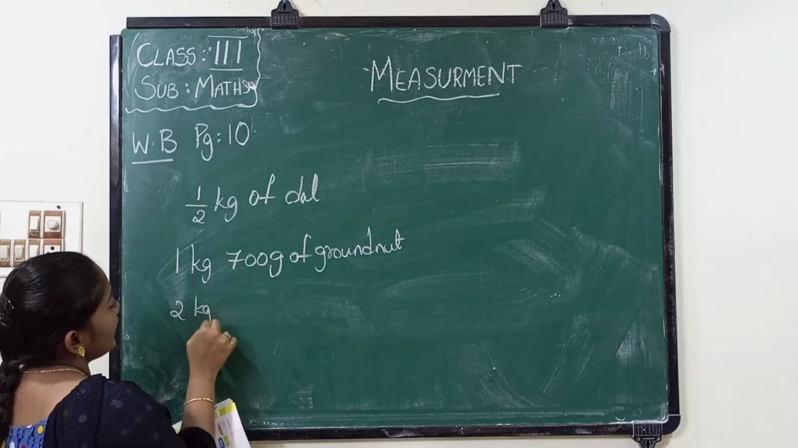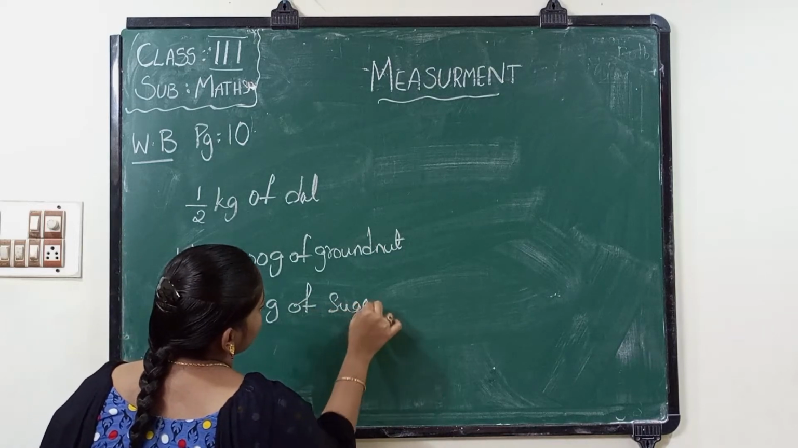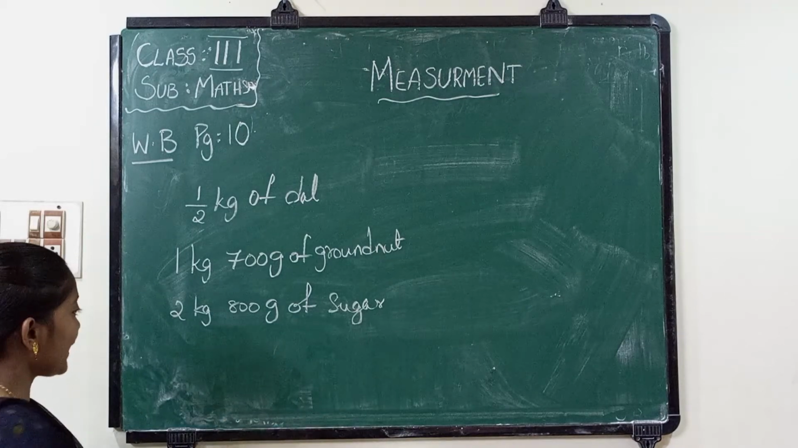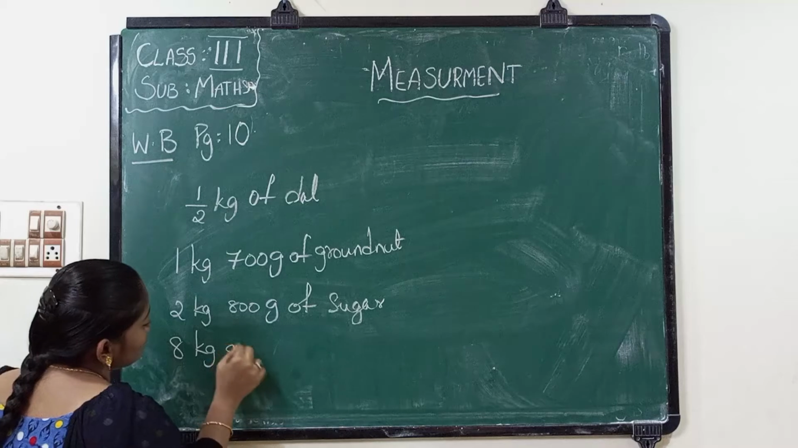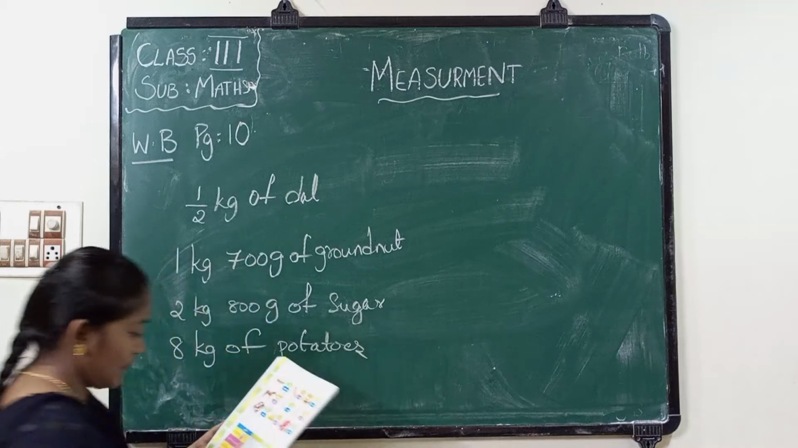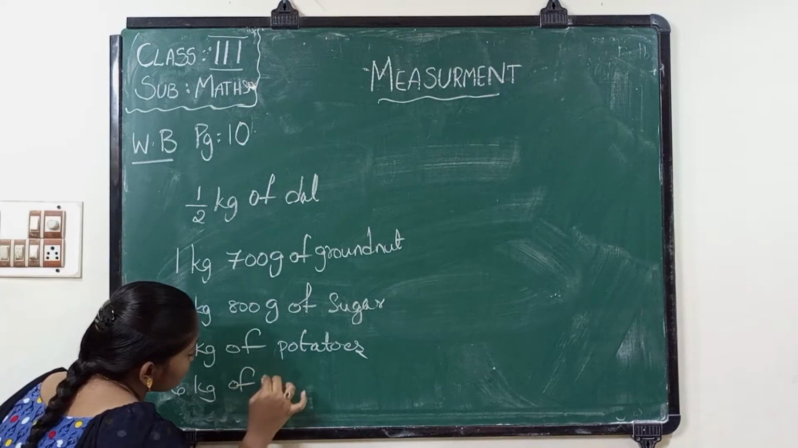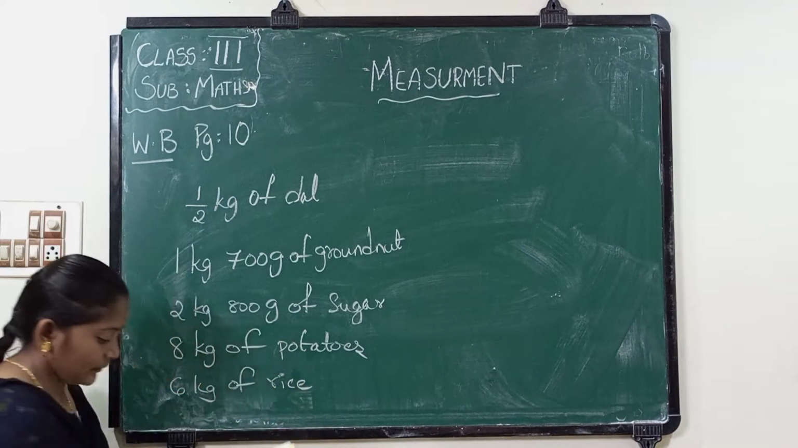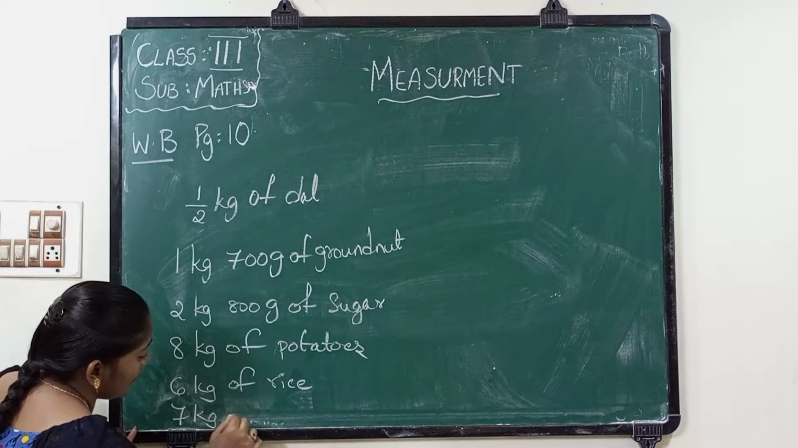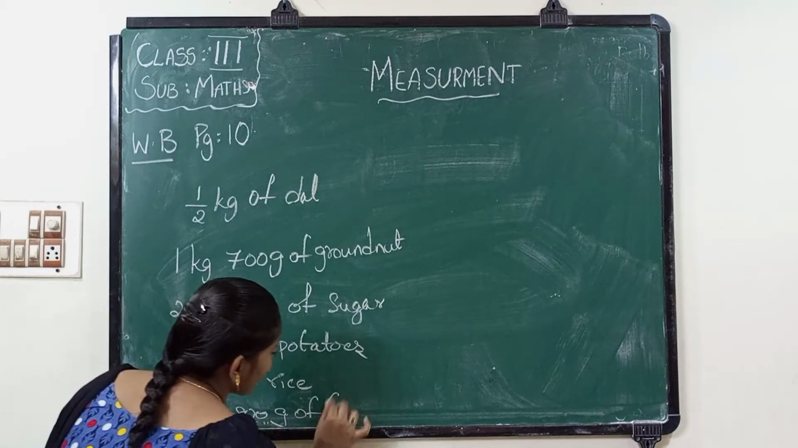2 kgs and 800 grams of sugar. Next one, 8 kgs of potatoes. Next one, 6 kgs of rice. Next one, 7 kgs 800 grams of flour.